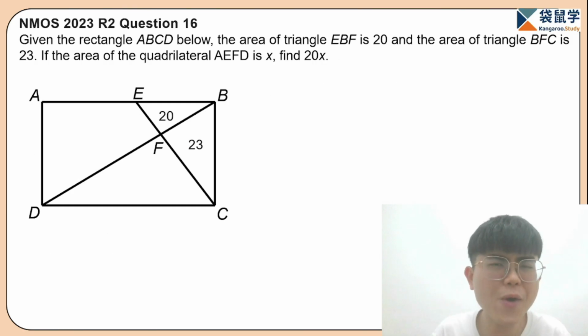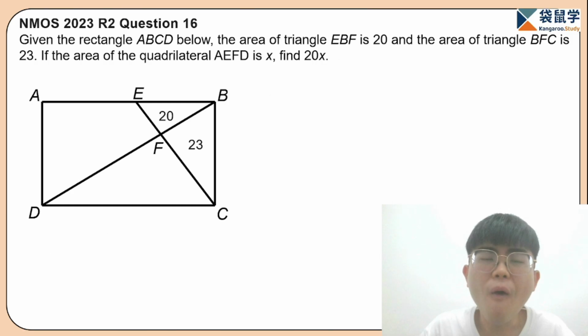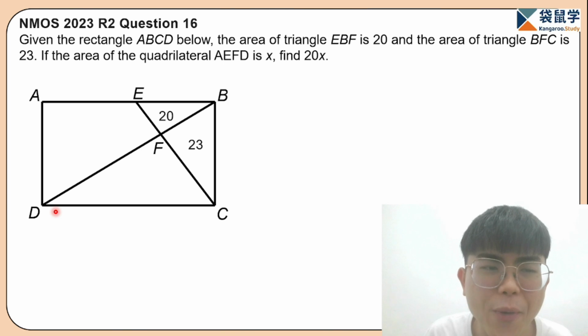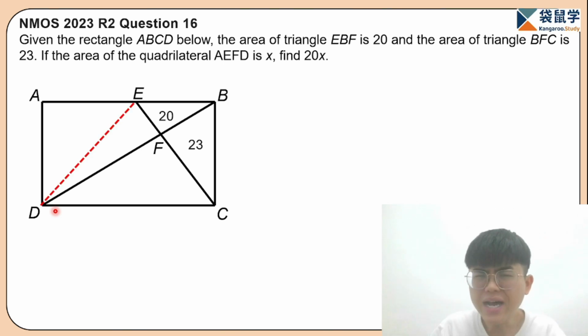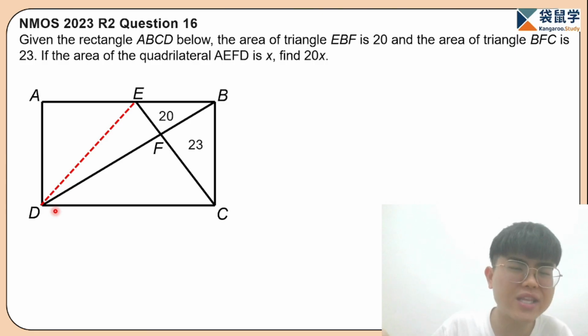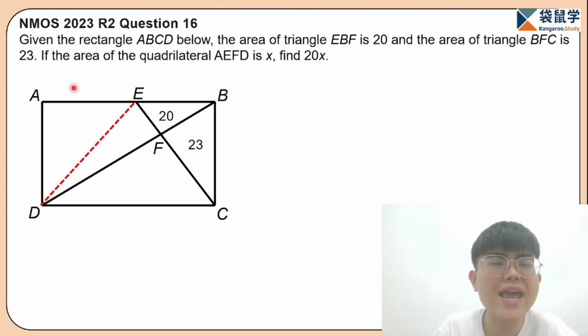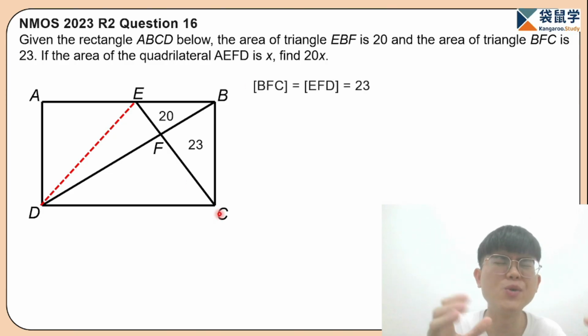Alright, so in our question right here, can we see the model that we learned just now? Oh, actually from here we see there are two lines crossing each other. To form a butterfly model, we just have to connect the line from E to D. And from here, is there any area of the triangle that we can find out? We know that the triangles EFD and BFC will have the same area. Both of them will be equal to 23.